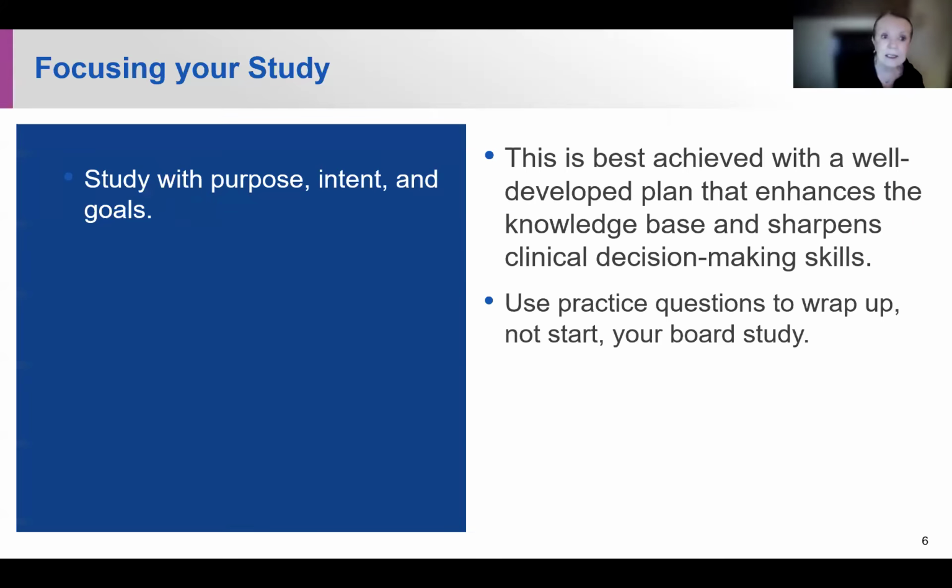You want to study with purpose, intent, and goals. You need a well-developed study plan that enhances the knowledge base and sharpens your clinical decision-making skills. You cannot practice question your way through the boards. When I do counseling every month for people who have failed boards, invariably what they say to me is, I did 2,000 questions, 5,000 questions. How could I have failed boards?